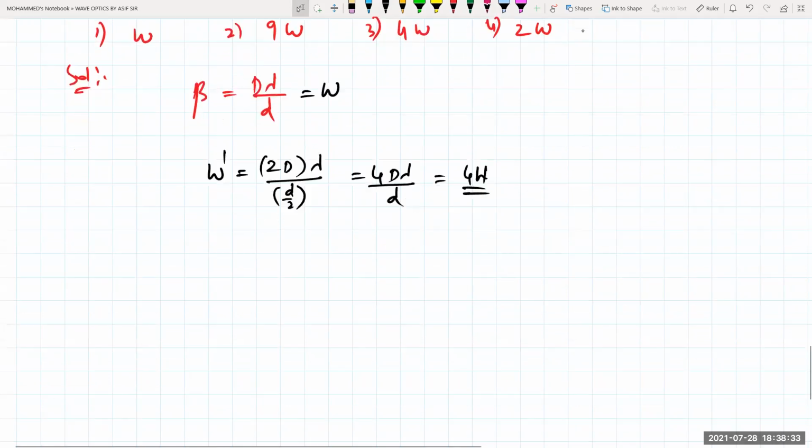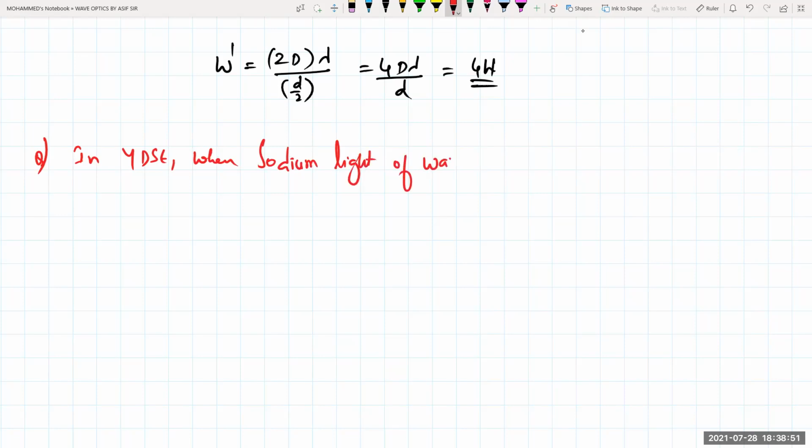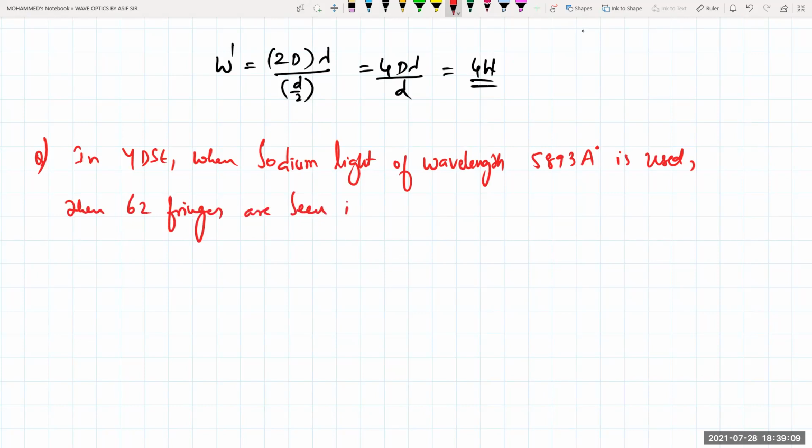Next one. The question: in YDSE, when sodium light of wavelength 5893 angstroms is used, then 62 fringes are seen in the field of view.